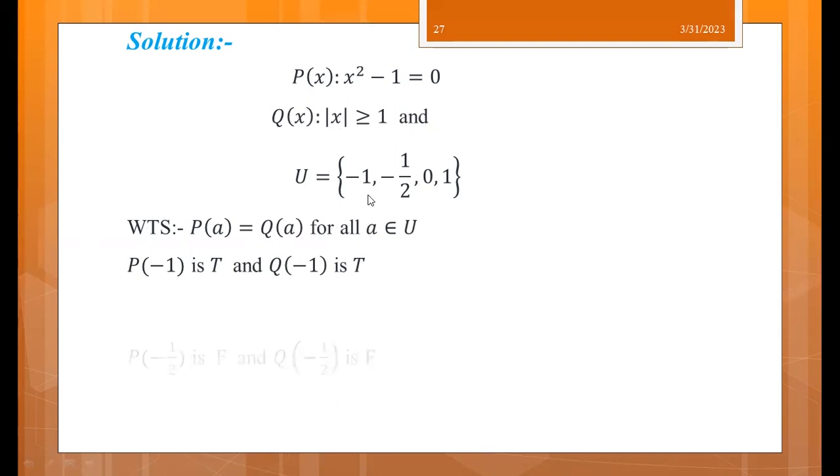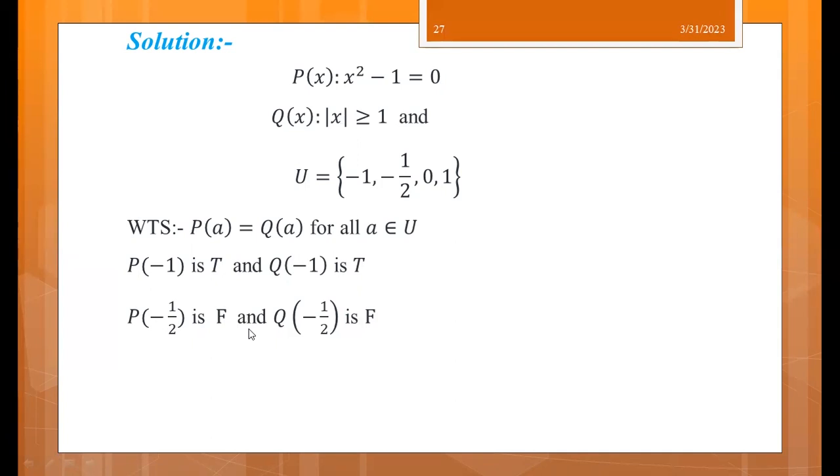Similarly, for the second element of the universal set U, P of minus 1 over 2 is false, because if we substitute minus 1 over 2 for x here, we have minus 1 over 2 squared, which is 1 over 4. 1 over 4 minus 1 can never be 0, so this is different from 0, and that is why this is false. Similarly, Q of minus 1 over 2 means the absolute value of minus 1 over 2 is positive 1 over 2, but positive 1 over 2 can never be greater than or equal to 1, so this is also false. Therefore, both P of minus 1 over 2 and Q of minus 1 over 2 are the same here.